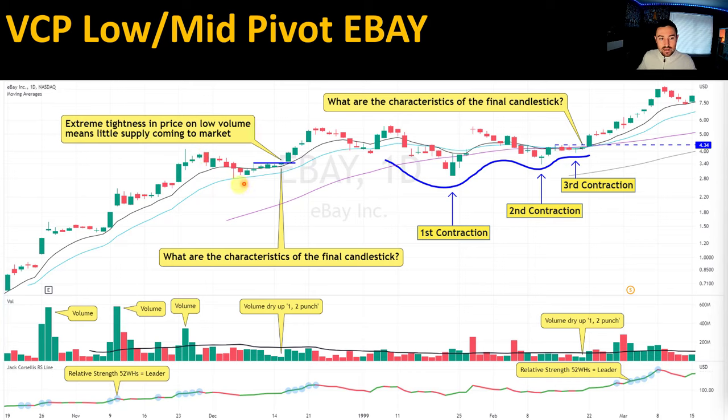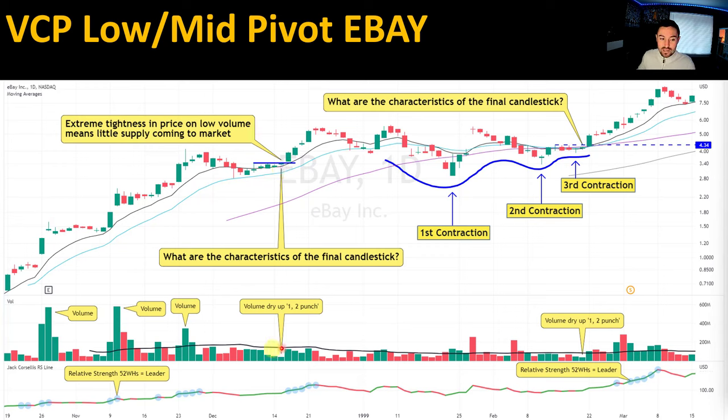So see how it pulls down, finds support on the blue line, the 21 EMA, and then it builds this mini little cup and handle. It's like a low handle, so a low pivot. So see how you get this tightness here. So remember, the volatility contraction is a pattern that you see within other patterns. So this is more of a cup with a very low handle, so a low pivot.